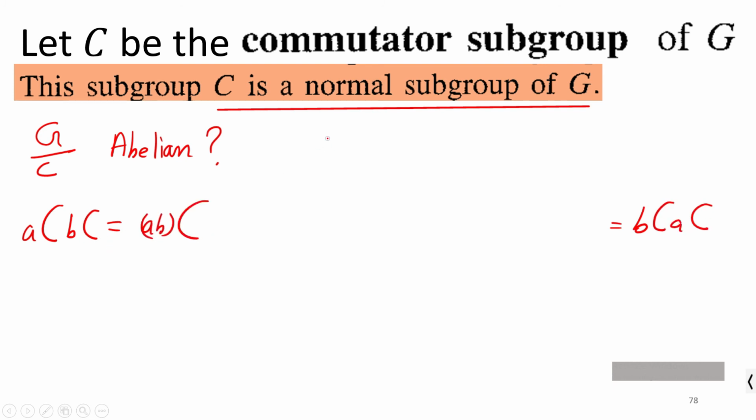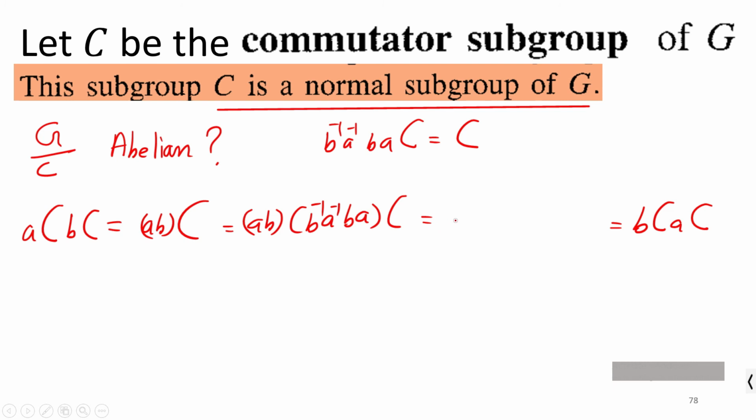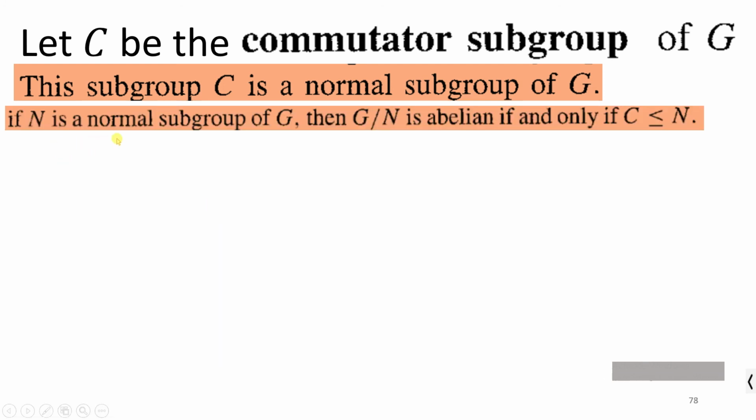The only thing you need to notice is that C contains all its commutators. So there is a step where you replace C with B inverse A inverse BAC. You can see the corresponding steps here, and with just rearrangements of the brackets and the terms, you can obtain the result. So you proved that when C is a commutator subgroup, it is normal and G over C is an abelian group. Now we have the final result.